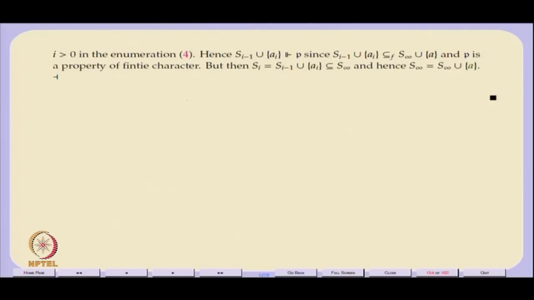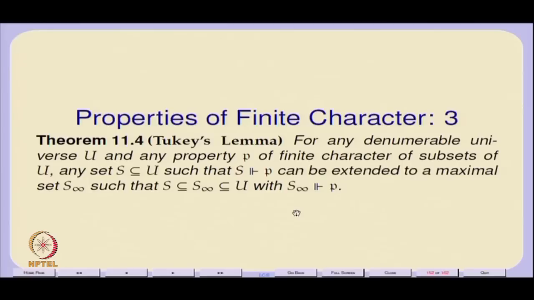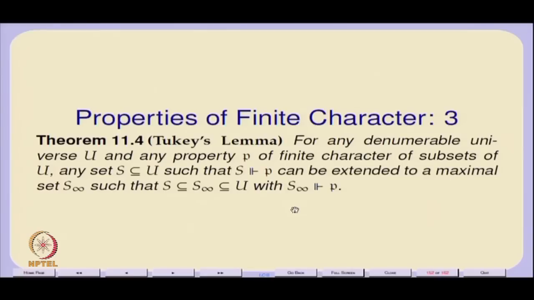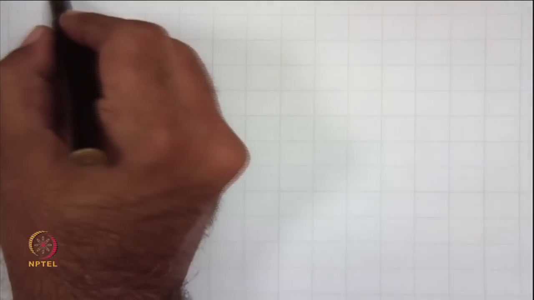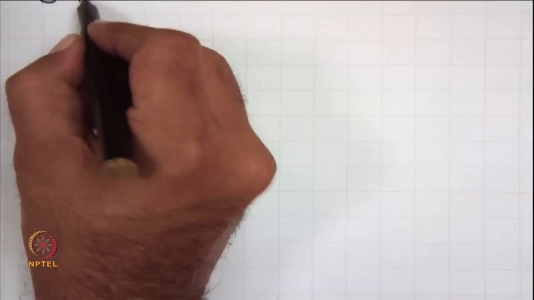So all that we are saying is that any property of finite character can be extended to some maximal set. For any set S that satisfies the property P, it can be extended to a set S infinity such that the addition of any new element negates the property. So what I am saying is, assume S is a set which has a property P.